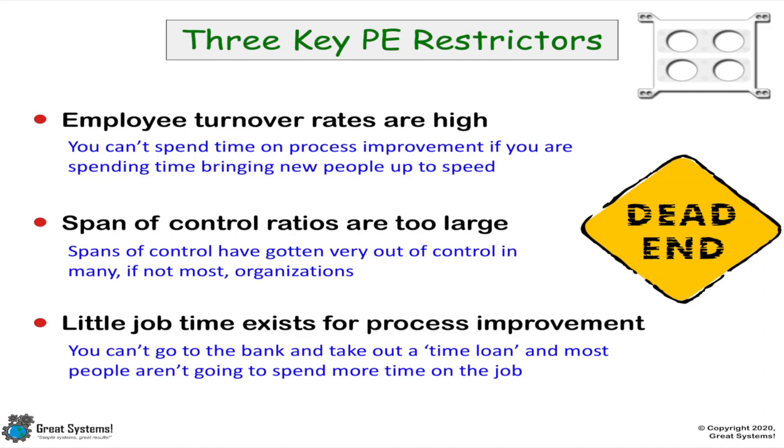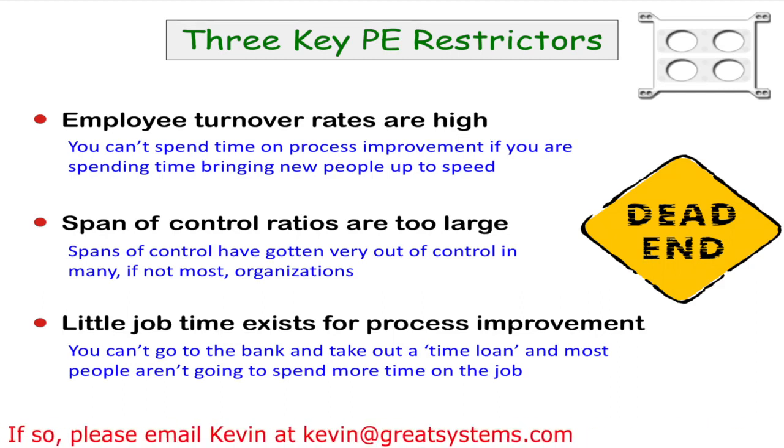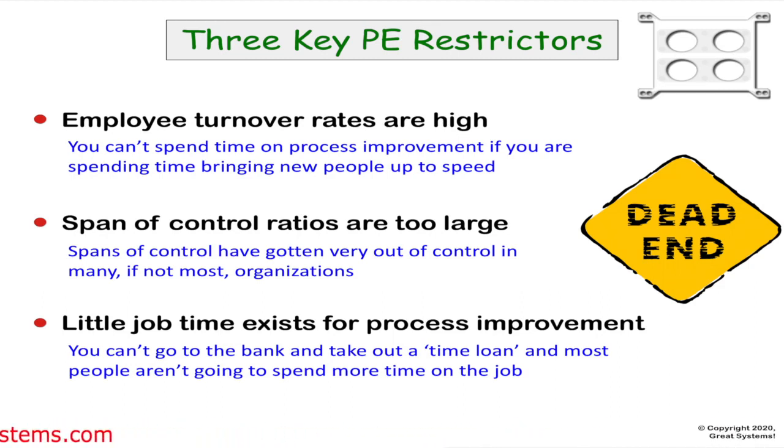In many organizations, span of control ratios, the number of people that each supervisor must supervise, are increasing and are well above best-in-class levels. As the span of control ratio increases, a given supervisor has less time to spend with each employee. If turnover rates are high, new employees need more time from their supervisors than seasoned employees do. If you're wondering why your leaders don't have time to spend on process improvement, you should first look at your span of control and turnover rates.